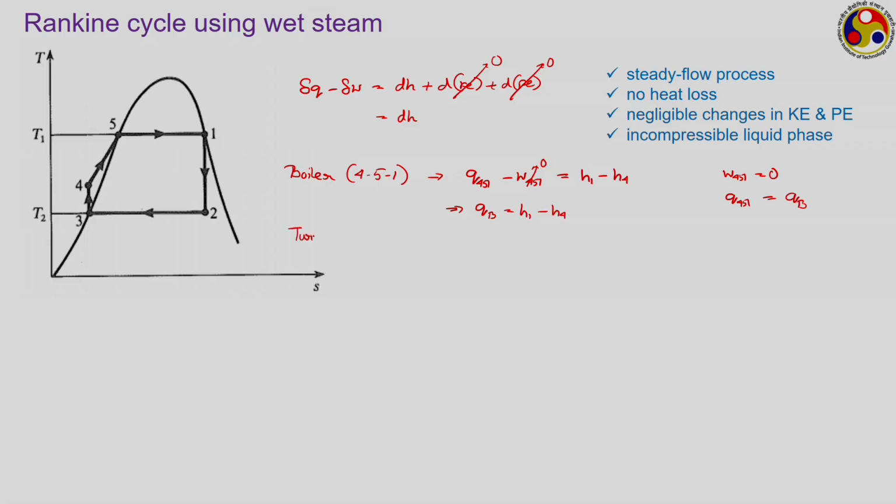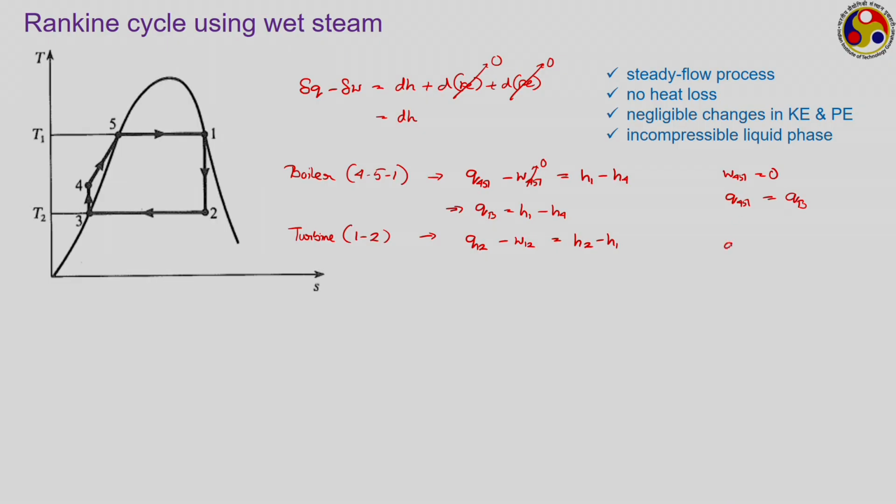Now, the turbine, the isentropic expansion that is happening inside the turbine via process 1 to 2. So, Q_12 minus W_12 should be equal to H2 minus H1. Now, it is an isentropic expansion. So, the heat interaction during process 1 to 2 is equal to 0, and the work interaction, it is turbine work, is positive because work is given by the system. So, we can write minus W_t is equal to H2 minus H1, that is, W_t is equal to H1 minus H2.